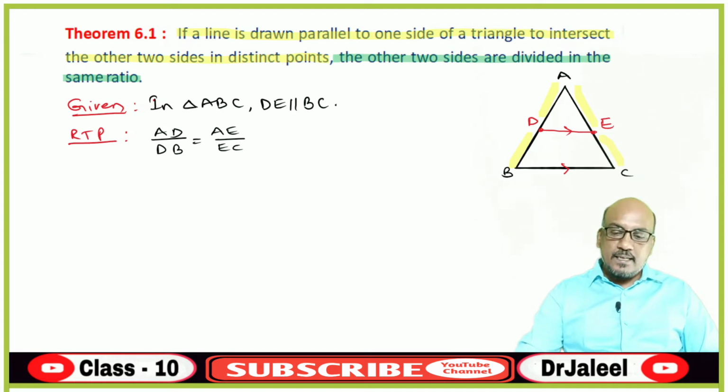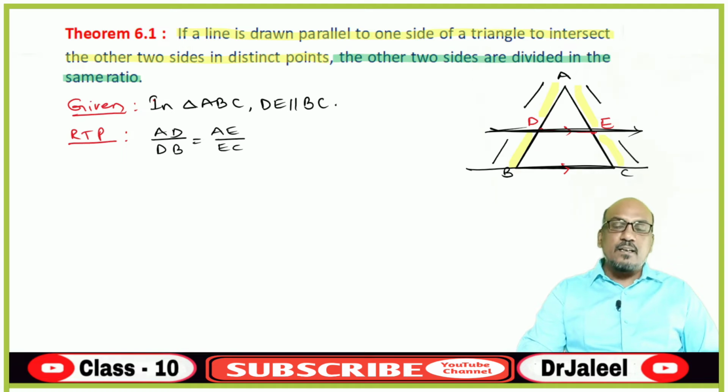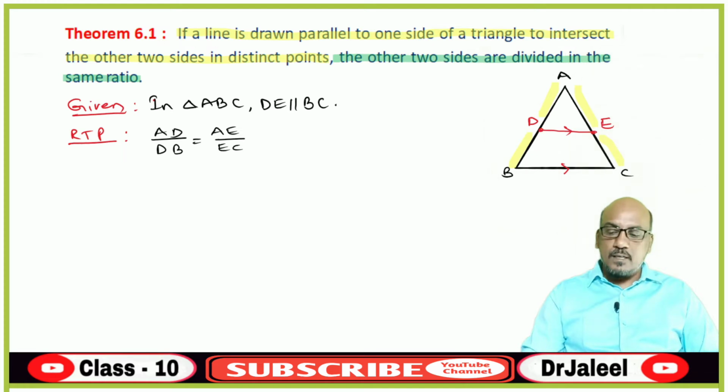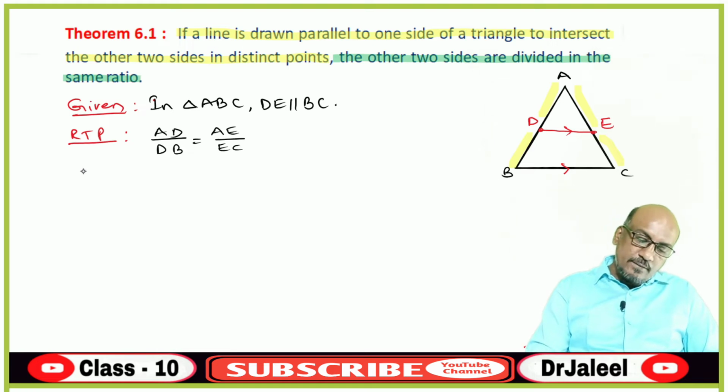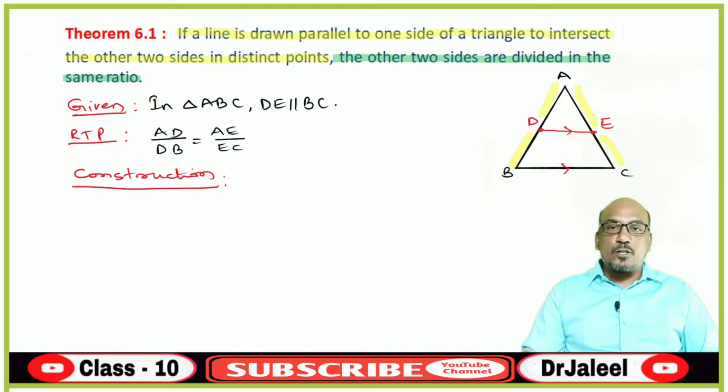Once again, children, DE is drawn parallel to BC. Then we need to prove that this DE is dividing this line and this line into same ratio. That means AD by DB is equal to AE by EC has to be proven. Children, we will have a small construction here in order to prove it. So whatever you have done till now was a drawing based on the statement. Construction is something that you're going to draw extra for your convenience.